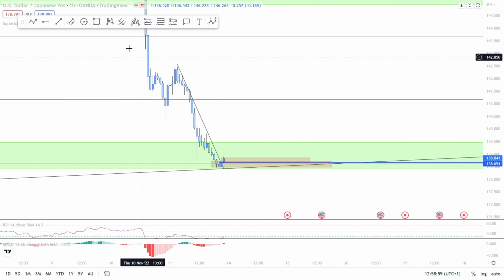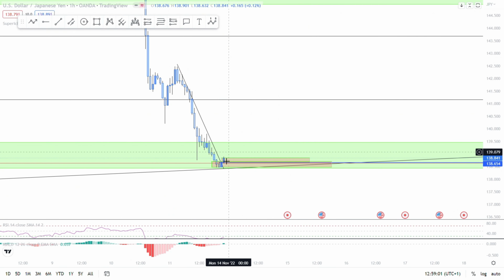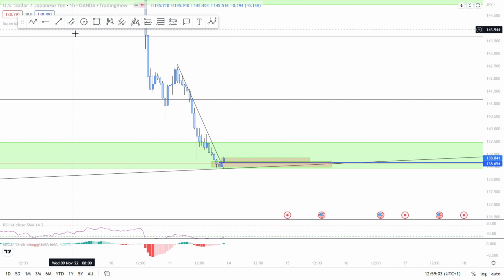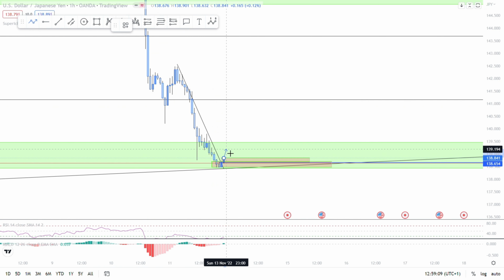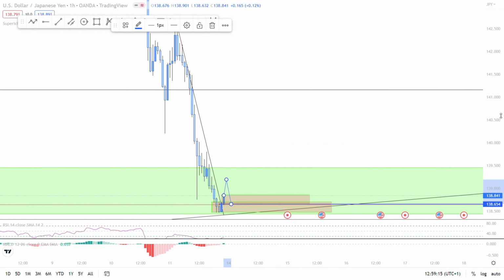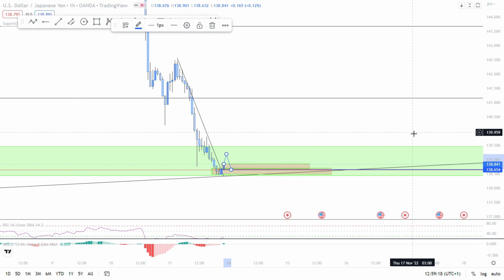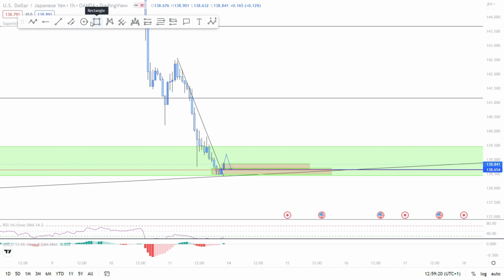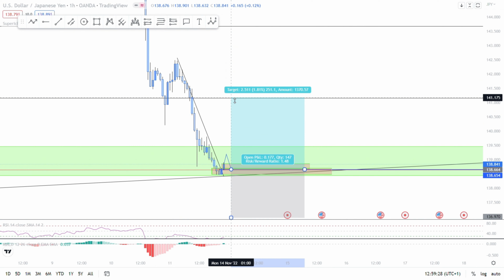So in terms of entry, what I will do is you can enter here right now, but if you want to have a very safe bet, wait for market to pull up, then retest into the 138.654 area. Once that has been touched, your order should open.